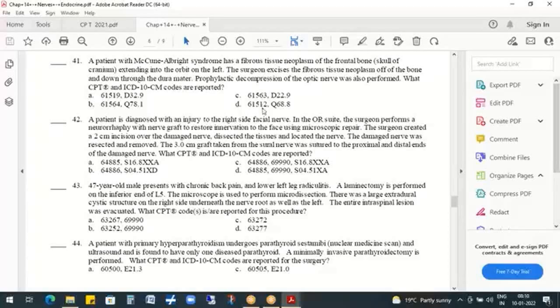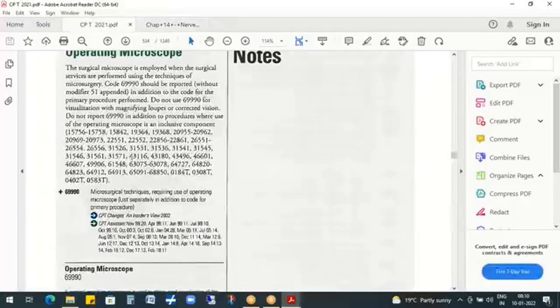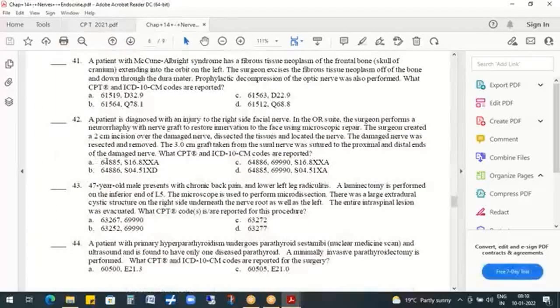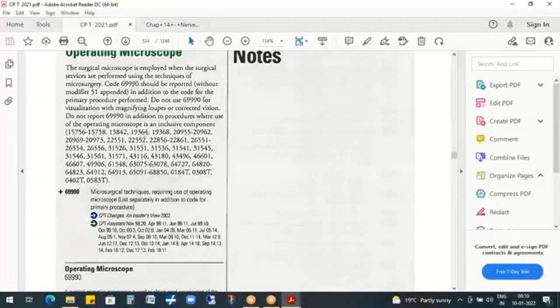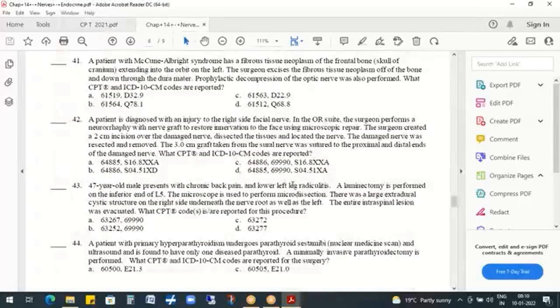69990 is an operating microscope code. I went to the code. Here there are some codes where operating microscope is included. I saw my code as 64885. Is it included in that code series or not? No. That means operating microscope, I need to code it separately. What is the answer? D is the answer.